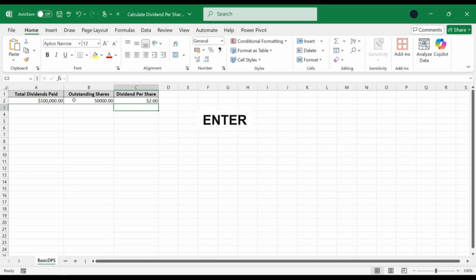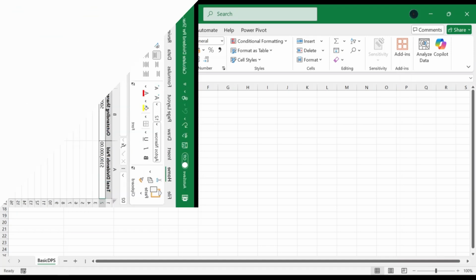Press enter. This shows the DPS. And just like that, we have calculated that each share receives an equal amount of total dividends paid. Let's move to the second method.